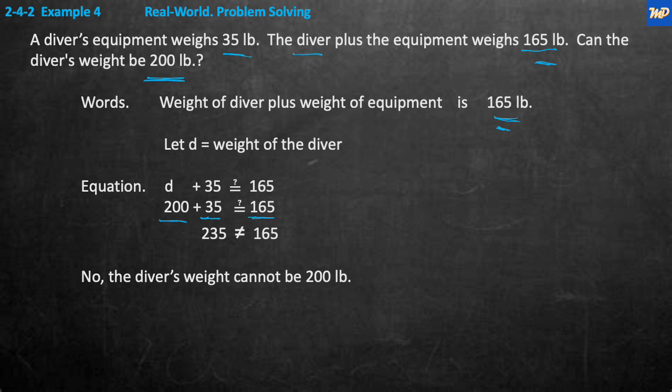Well, it's a little tricky in that 200 minus 35 is going to give you 165, but guess what? It's 200 plus 35. Is that equal to 165? Is 235 equal to 165? No, they are not equal. So no, the diver's weight cannot be 200 pounds. Okay?